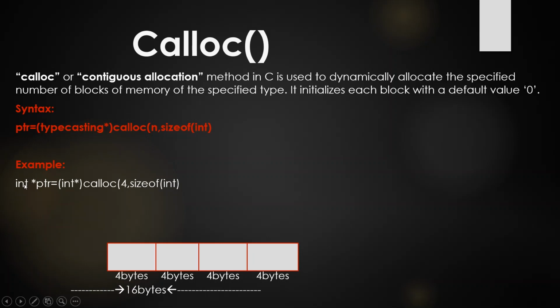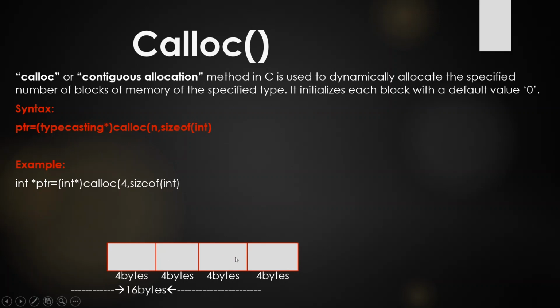See, here we use an example. I am taking an int pointer and I'm using calloc of 4 comma sizeof int. It means for a 32-bit compiler, the size of int will be 4 bytes. Here I'm using 4 comma 4 bytes. It means 4 blocks of dynamic memory will be created, and each block will have 4 bytes. Clear? In malloc, a single block of memory is created, but in calloc, by seeing the syntax 4 comma 4, it means 4 blocks will be allocated in the heap. Each block is of size 4 bytes.